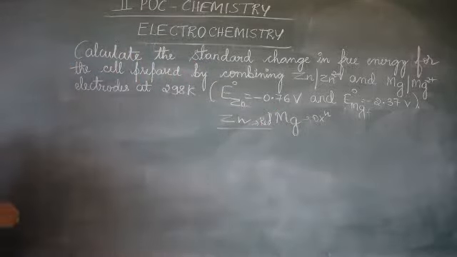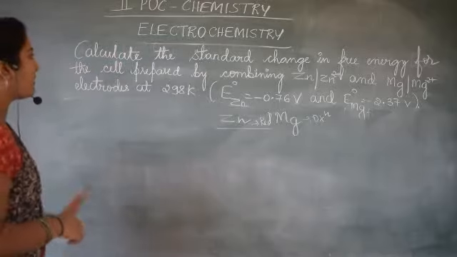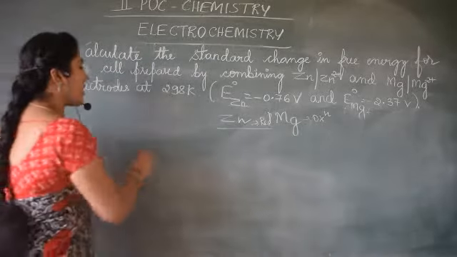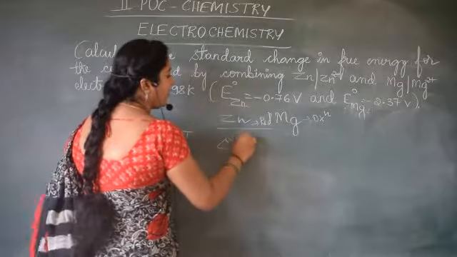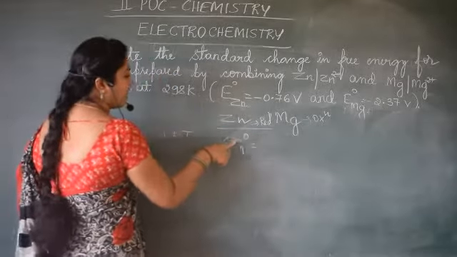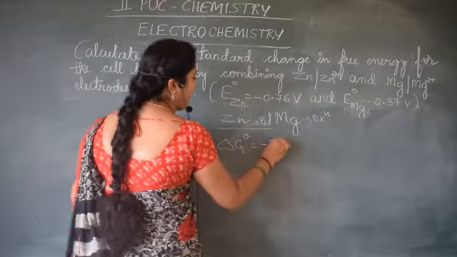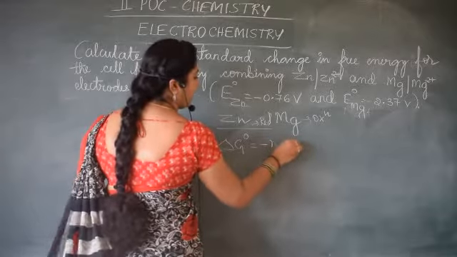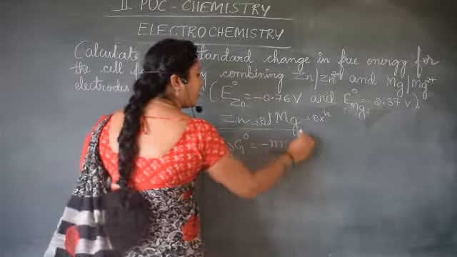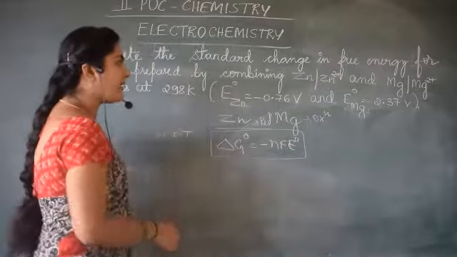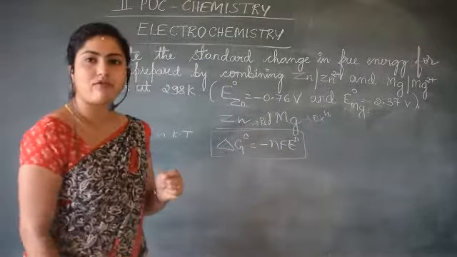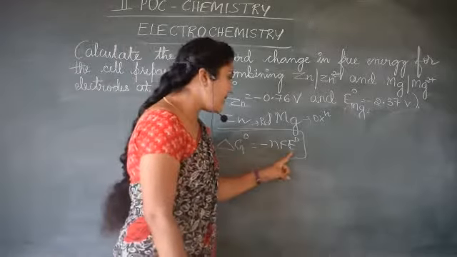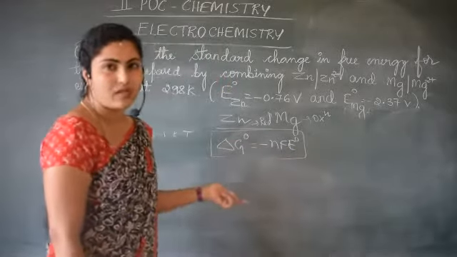Therefore, first, we know that standard Gibbs free energy change, delta G naught, is equal to minus nFE naught. But they have not given you the E naught value directly. Instead, they have given you E naught of zinc and E naught of magnesium. So you have to calculate the E naught value and then substitute it here.